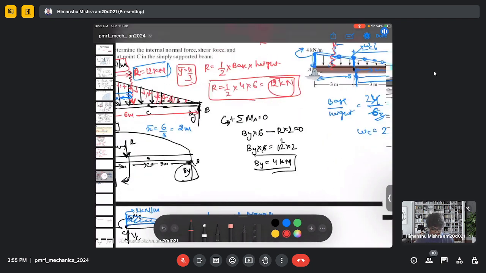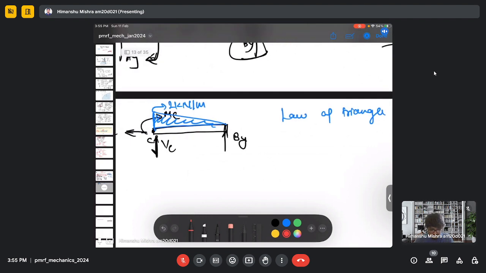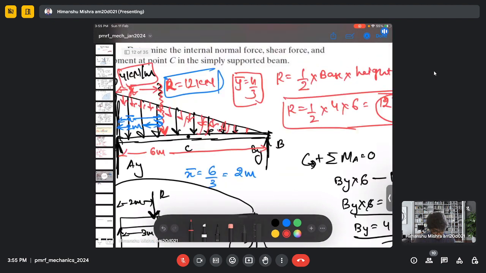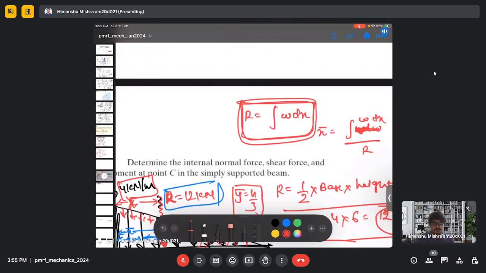Now our resultant force from the remaining load, which is acting only on this portion of this beam, is different. It is, let's say, R1 here, and we know that if we use this formula to calculate the resultant force, basically we are just calculating the area under the W.